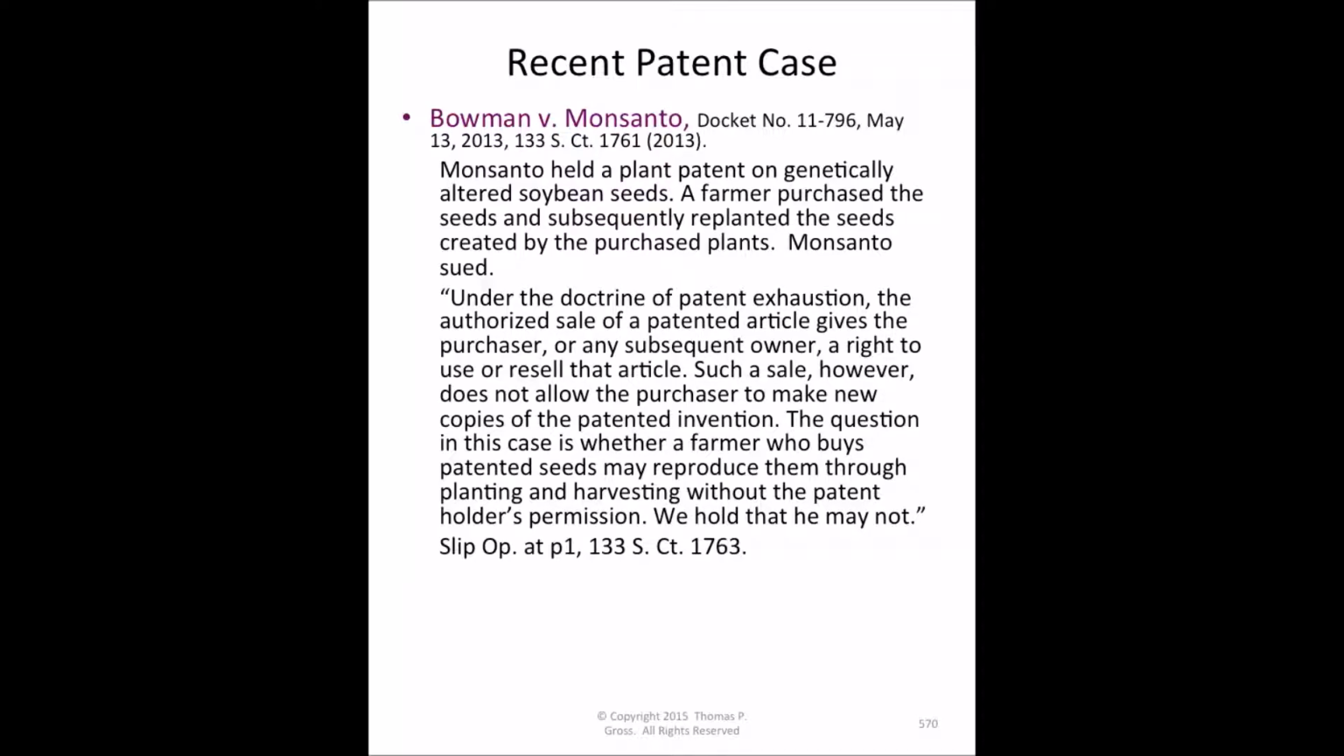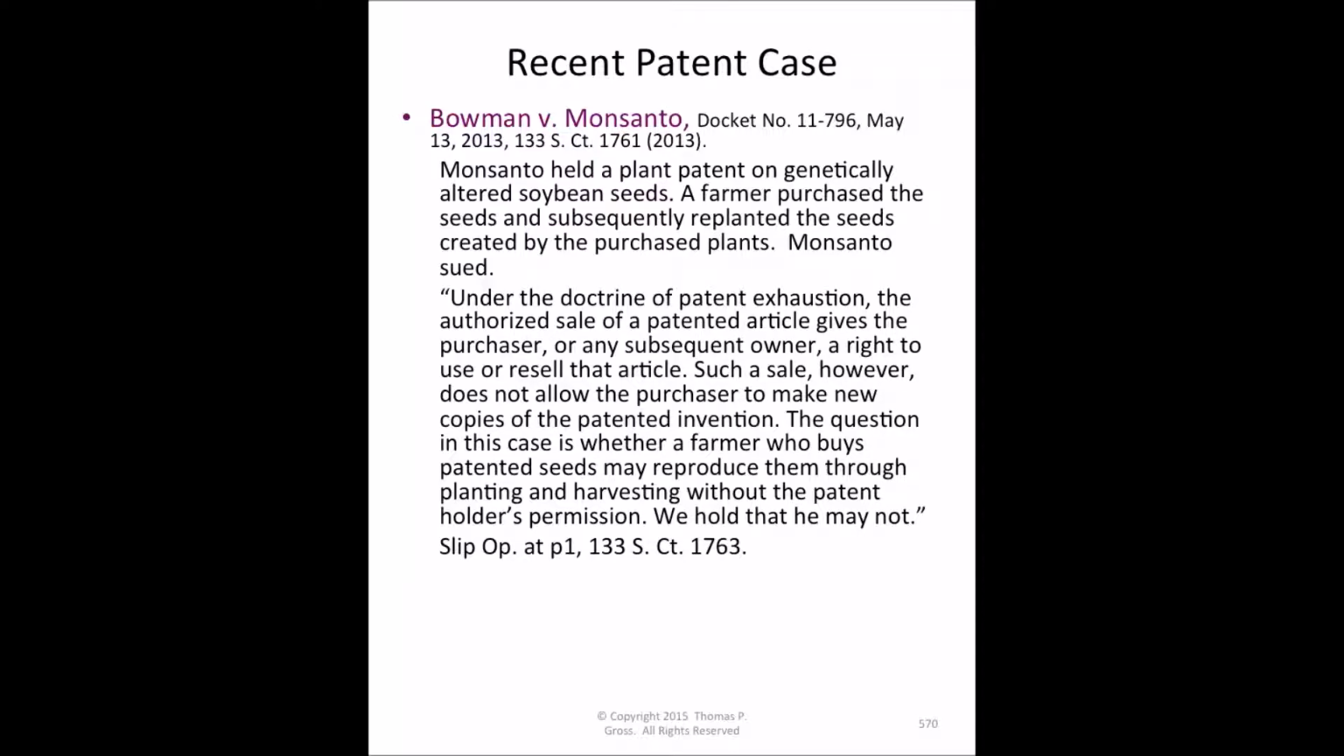So Monsanto is an interesting case. Here they had a plant patent on certain soybean seeds that had certain desirable qualities. The issue was that the farmers would buy the soybean seeds and plant them, and then harvest the seeds from those plants, and they would stop buying the seeds in the store that were covered by the patent. And the question is, did they have the right to use those seeds that were the offspring of the plants that they had legally purchased?